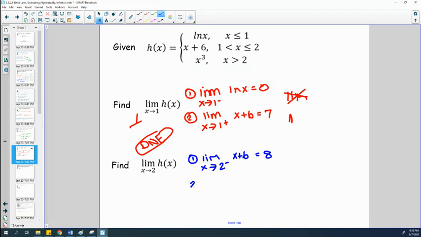I'm going to do the same thing coming from the other way. So limit as x approaches 2 from the right. Here I'm going to use this bottom function because that's where x is greater than 2. So that's going to be x cubed. If I plug in my 2 there, 2 cubed is going to equal 8. So I'm comparing the left and the right. They both equal the same value. So the limit is equal to 8. Yay! We did it.